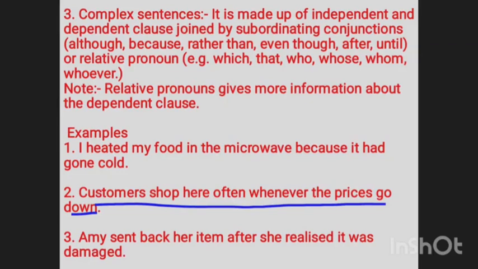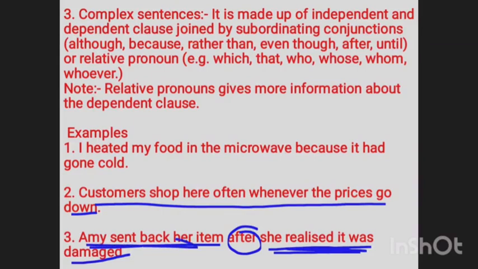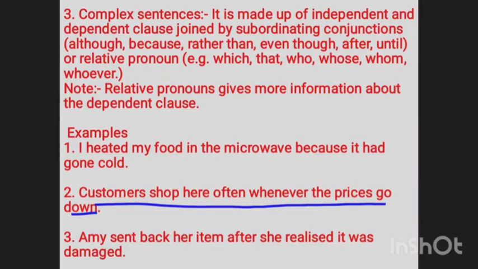Let's look at number 3. Ami sent back her item after she realized it was damaged. So she realized it was damaged is your dependent clause. Ami sent back her item is the main clause, and they are joined by the subordinating conjunction here, which is after. So this part is telling us more about the main clause. The dependent clause is talking more about the what? The main clause. Okay.